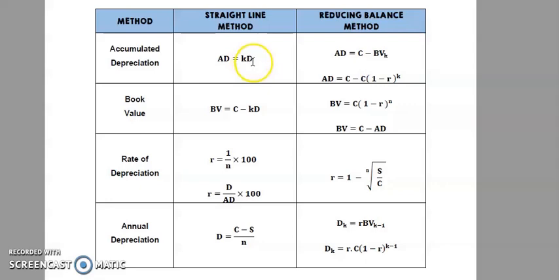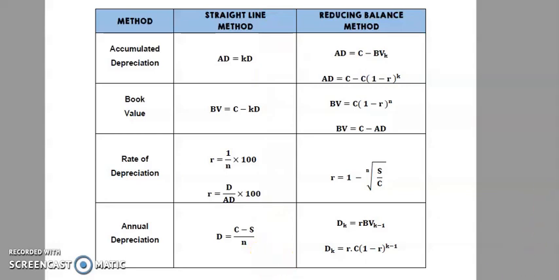For example, if in 1 year it depreciates by 1,000, and K refers to 5 years, so K equals 5. Then 1,000 multiplied by 5 is equivalent to 5,000. So the accumulated depreciation will be 5 multiplied by 1,000. Okay, so that is under the straight line method.